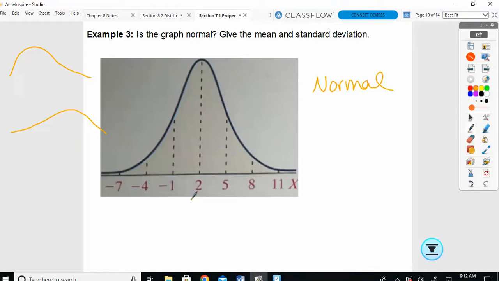I said right and left backwards, didn't I? But you knew what I meant. Can you tell me what the mean is on this one? 2. That's the peak. Okay, standard deviation. So the standard deviation is how far it is to get from here to here. 3. And that should be the same distance from here to here, and it is. So my standard deviation is 3.